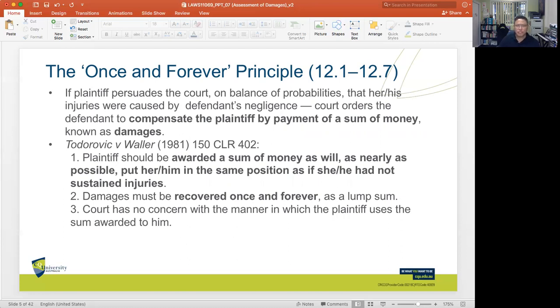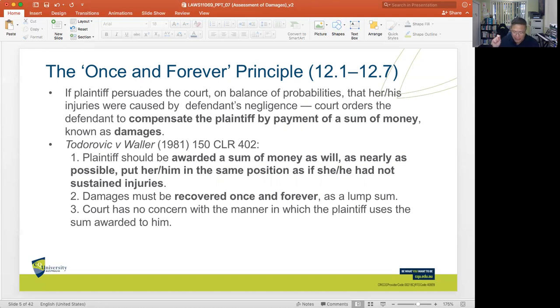In Todorovic versus Waller, the High Court had said, and this is very important, that if the plaintiff is successful, he should be awarded a sum of money as will, as nearly as possible, put her or him in the same position as if she or he had not sustained injury. So one of the major functions of the payment of damages is to try to bring the plaintiff to a situation where he would have been if he had not sustained this injury. As much as possible, that's what the award of damages is intended to do.